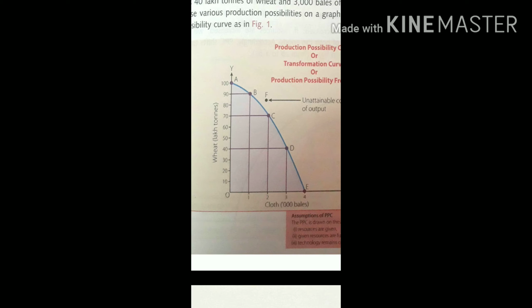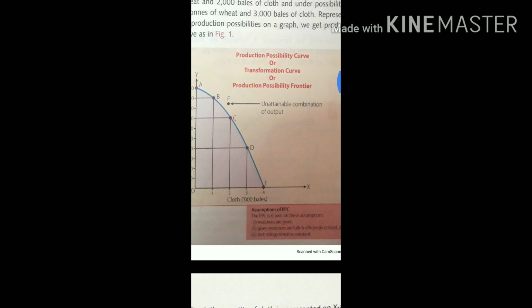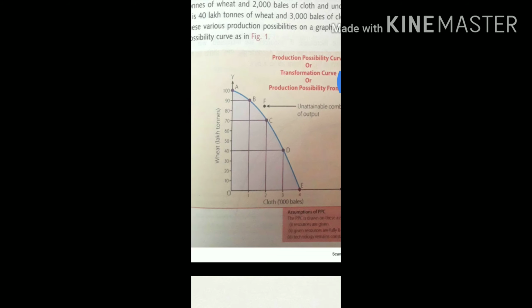If the point is outside the boundary, like point F given outside the boundary, that is an unattainable combination of output, which means we cannot produce that point in the economy. So we have discussed what the production possibility curve is: a graphical presentation of combinations of two goods that can be produced with given resources and technology.